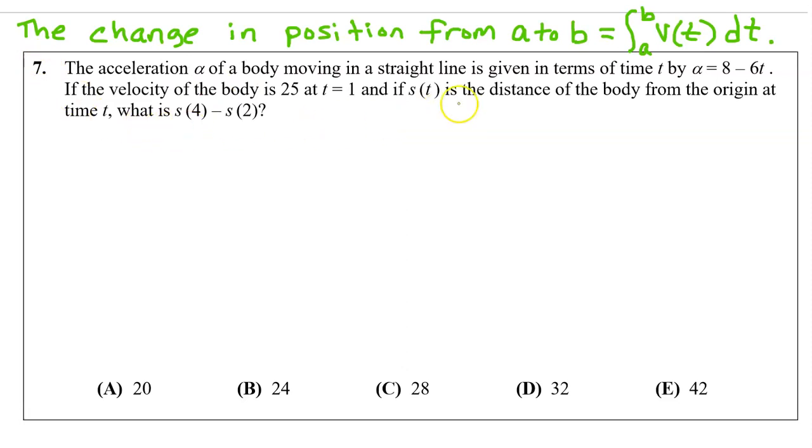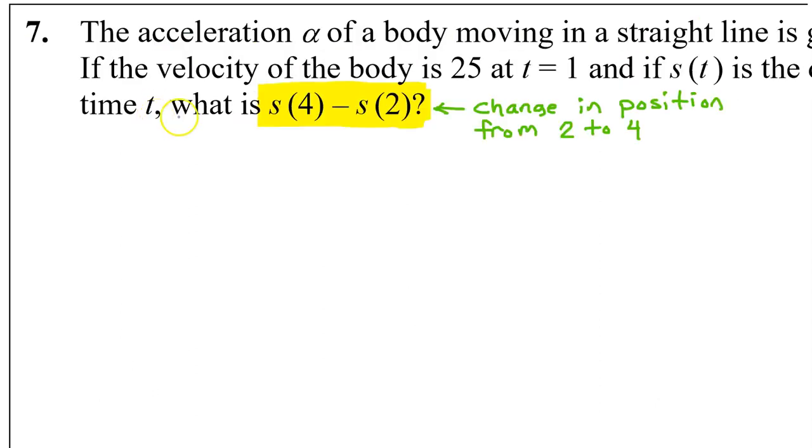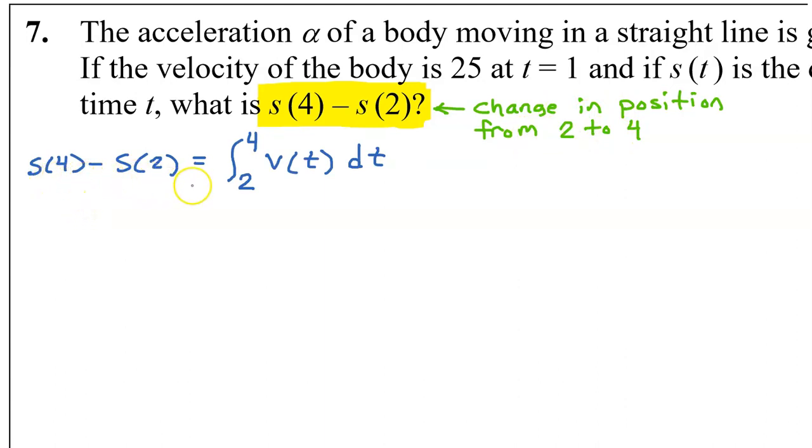Here are some notes that you need in order to solve this problem. Write this down. The change in position from A to B is always equal to the integral of the velocity from A to B. When they ask us to find s at 4 minus s at 2, understand this is the change in position from 2 to 4. So ultimately, the change in position from 2 to 4 will equal the integral of velocity from 2 to 4. So this is what we need to find.